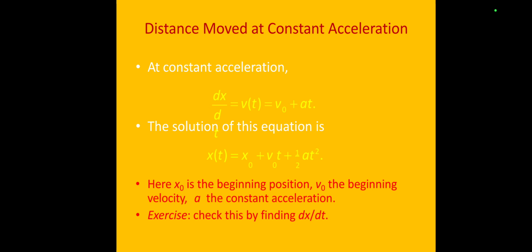The solution of this equation is given as x of t. Here x means displacement. So x of t is equal to x naught plus v naught t plus 1 half a t square. Here x naught is the beginning position, that means the initial displacement, v naught is the beginning velocity, and a is the constant acceleration.